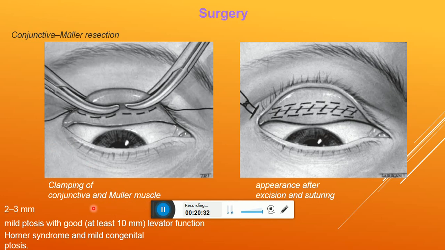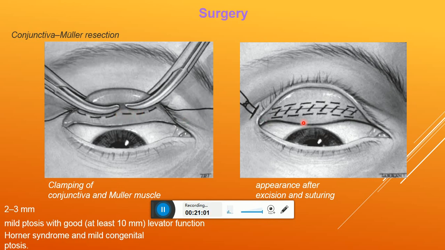Now, surgical treatment of ptosis. The first surgical option is conjunctival Muller resection. As the name indicates, there is resection of the conjunctiva along with the Muller muscle. So the excision of the Muller muscle and the overlying conjunctiva. Here you can see in the picture. And reattachment of the resected edges.